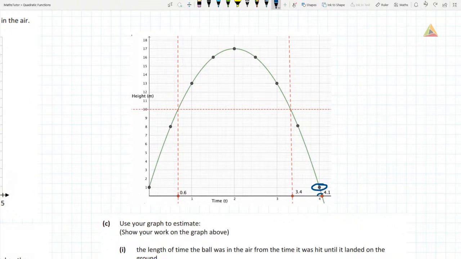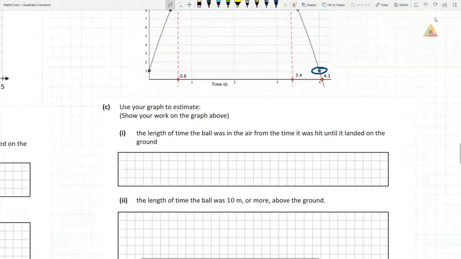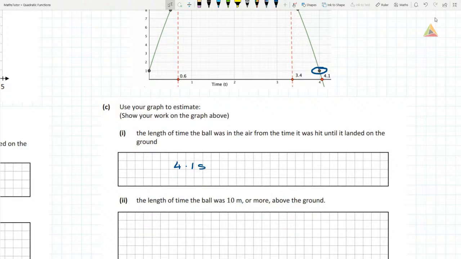So this little red dot here, that's my workings. That's showing that I'm saying the ball is going to hit the ground here, and we're going to estimate what that time is. So looking at this, they're estimating 4.1 seconds. So the length of time the ball was in the air from the time it was hit until it landed on the ground is 4.1 seconds. And to get my full marks, I'm making sure that I show that on the graph.